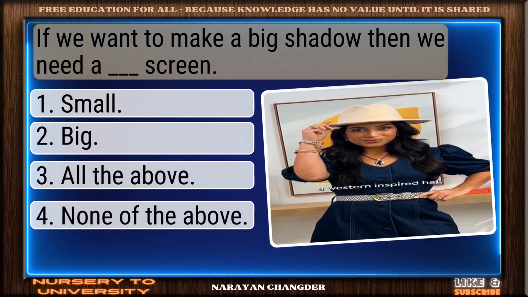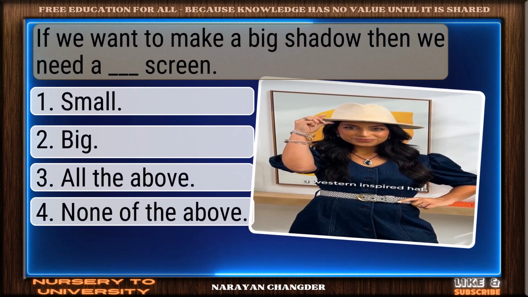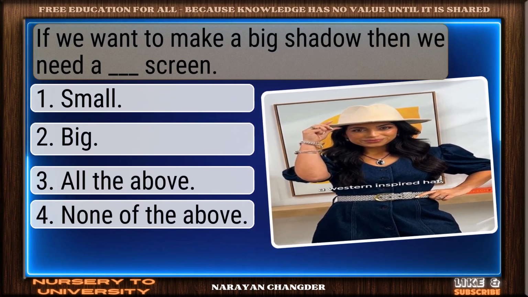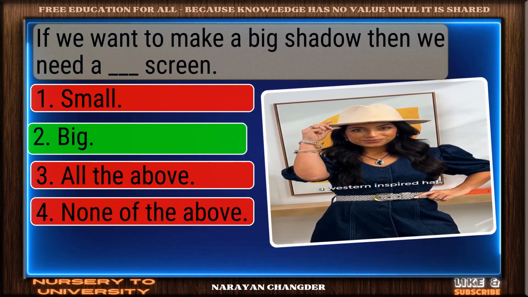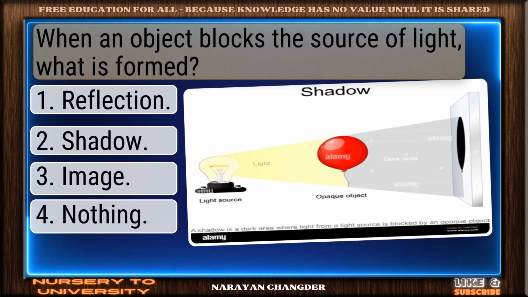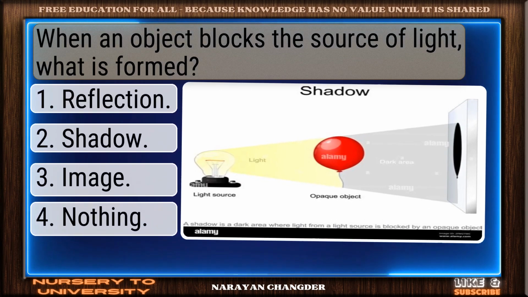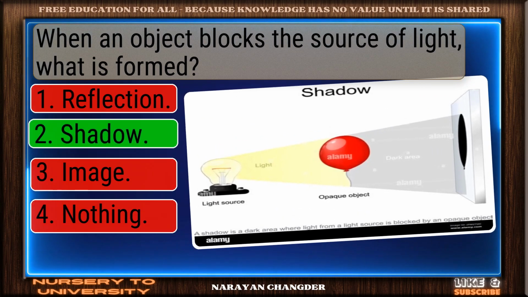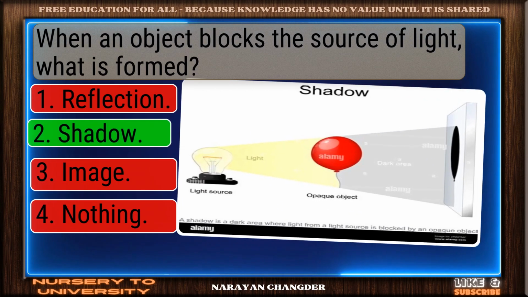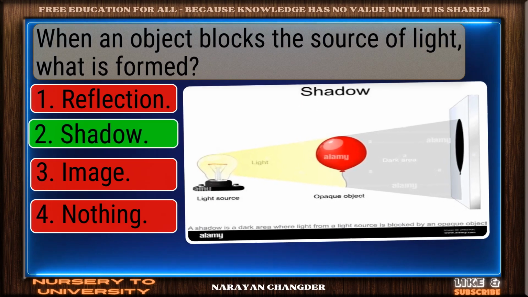If we want to make a big shadow, then we need a dash screen. Correct. Big is the right answer. When an object blocks the source of light, what is formed? Correct response. Shadow is the most accurate answer.